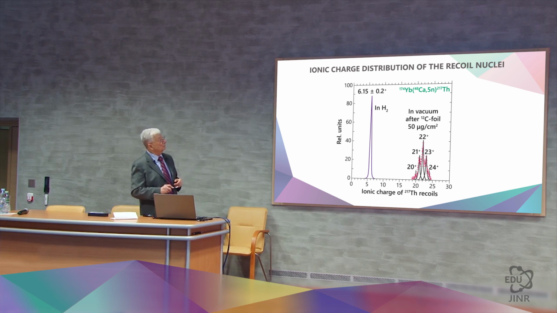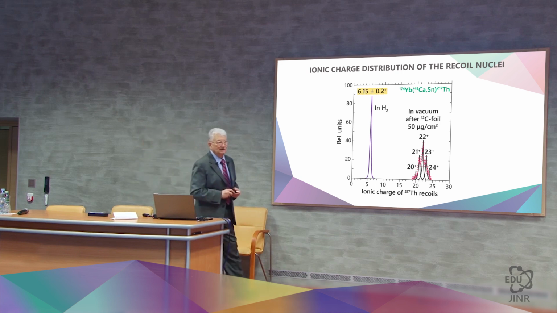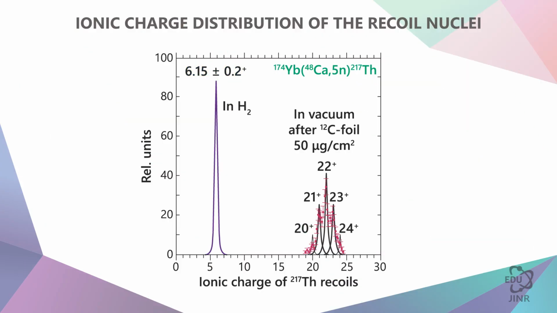The nucleus of thorium-217, which is obtained here, does not have such a spectrum, but has a charge of 6.15 plus minus 0.2, which is very narrow. Then we have to inject into the gas the recoil nuclei.